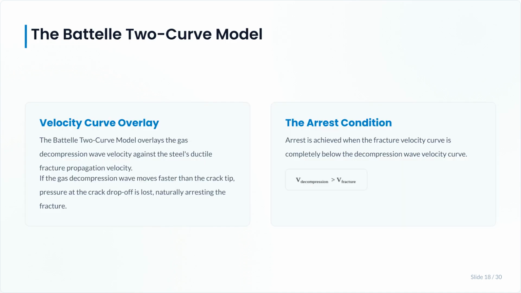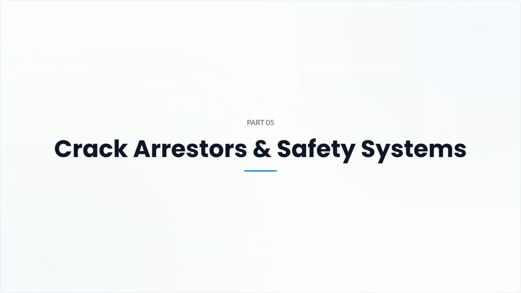The Battelle Two-Curve model is used to predict fracture arrest. It compares the decompression wave velocity to the steel's fracture propagation velocity. If the decompression wave moves faster than the crack tip, the pressure driving the crack is lost, and the fracture is arrested. Now we will explore crack arresters and the integrated safety systems designed to protect pipeline integrity.